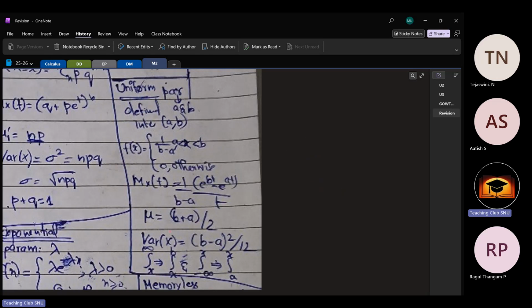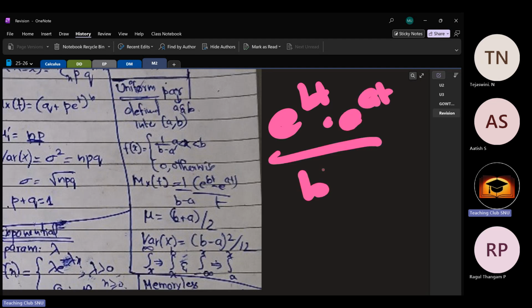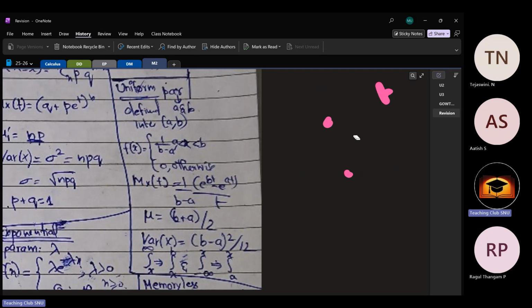Next, what is the MGF, M_X(t), for this? It is (e^(bt) minus e^(at)) by (bt minus at). If you want to remember this, you can, else leave it. But you should know the mean and variance and all that. That is important for sure.